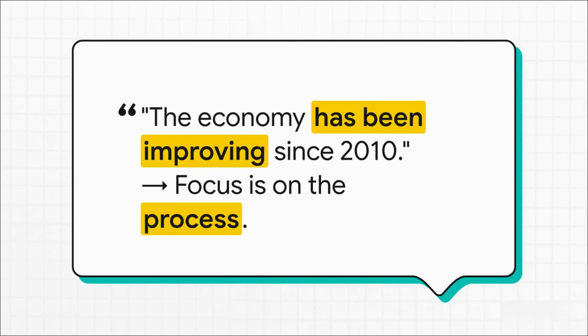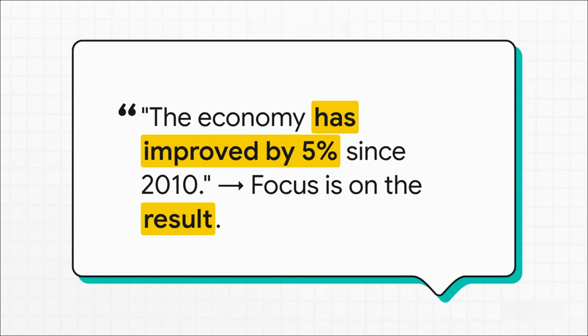You know, sometimes the tense you pick really comes down to what part of the story you want to highlight. For instance, if you say the economy has been improving, you're using the continuous form because you're focusing on the process, the ongoing journey of that change. But check out the difference here. If you say the economy has improved by 5%, now you're using the simple form because you're focused on the finished result. You're pointing to a concrete, completed achievement. So you see, process versus result. It's a small change in words, but a big change in meaning.